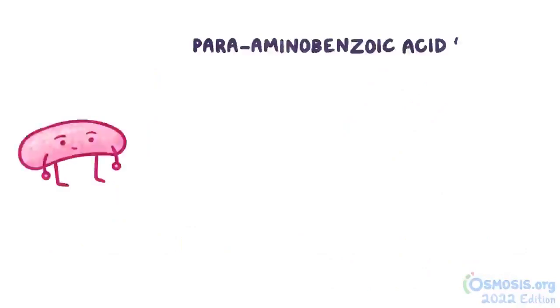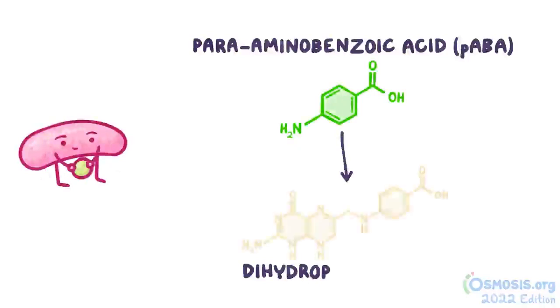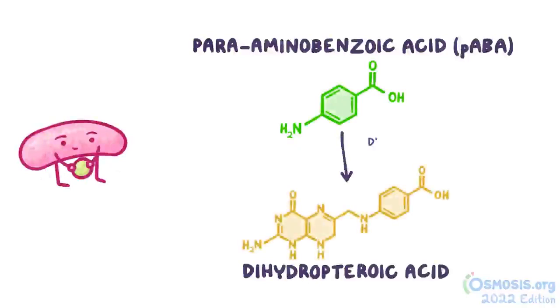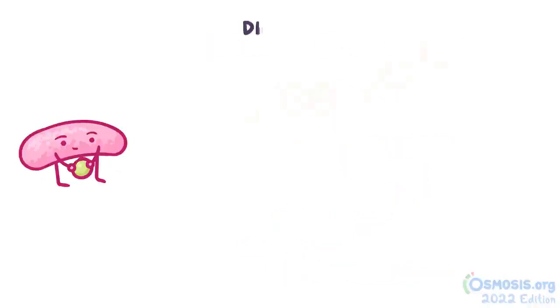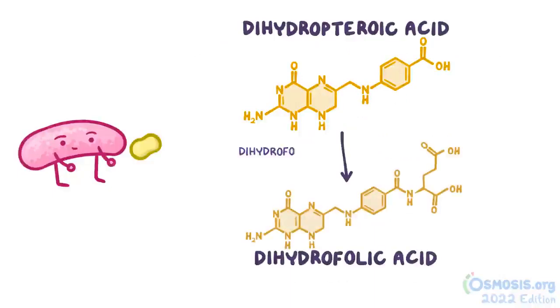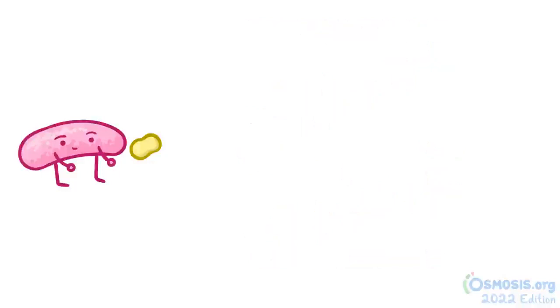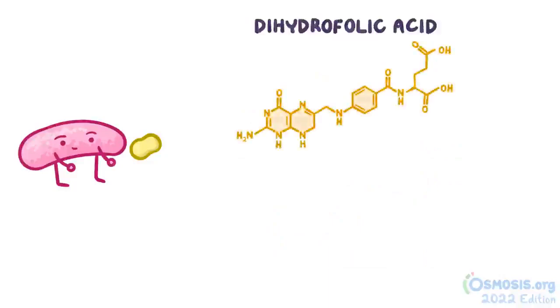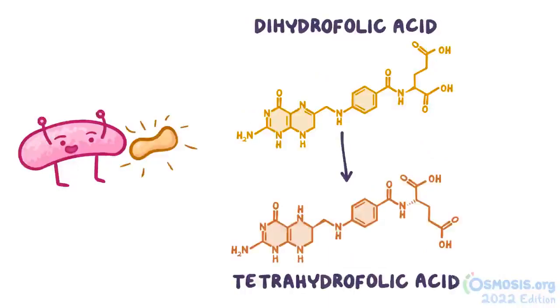So, in order to synthesize folate, the bacteria will first use the host para-aminobenzoic acid, or PABA, and convert it to dihydropteroic acid via the enzyme dihydropteroate synthetase, or DHPS. In the second step, dihydropteroic acid is converted to dihydrofolic acid by dihydrofolate synthetase. The third step is the conversion of dihydrofolic acid into tetrahydrofolic acid via dihydrofolate reductase.